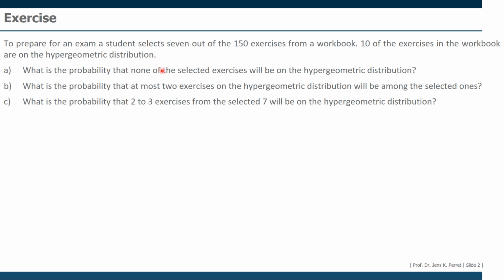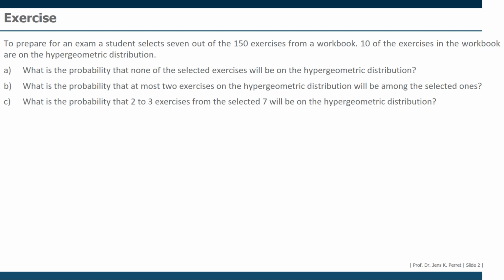Well, before we can start with any of the 3 parts, let's first clear why we are actually going to use the hypergeometric distribution in this case. We can assume that the student selects the exercises randomly, and if he really tries to learn, he will select 7 different exercises. He will not select exactly the same exercise 7 times. So if he selects them randomly, this means there is no replacement. Each exercise can be selected only once. No replacement is an indicator that we are going to use the hypergeometric distribution.